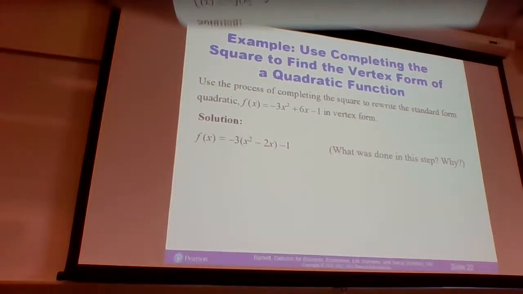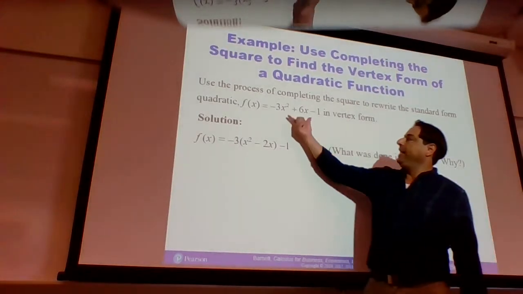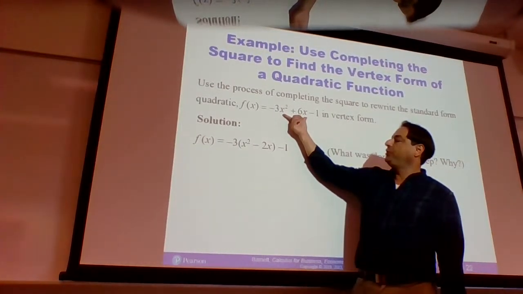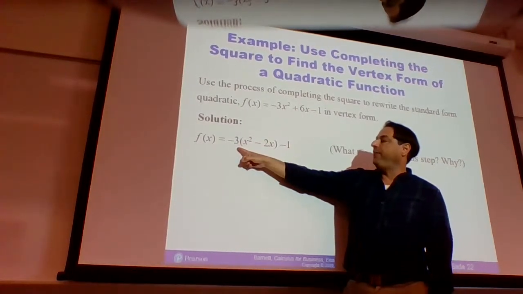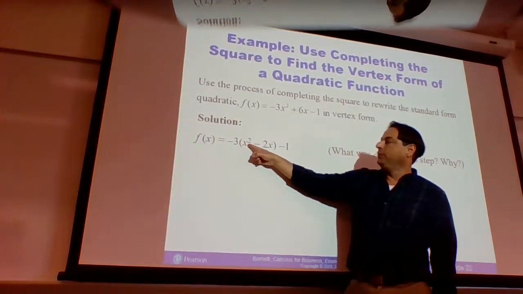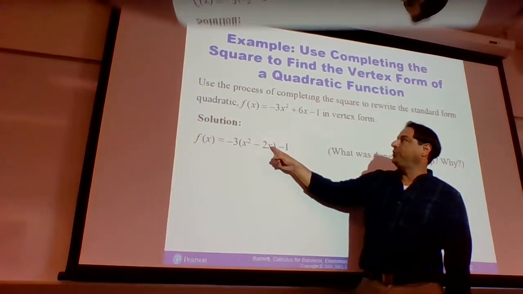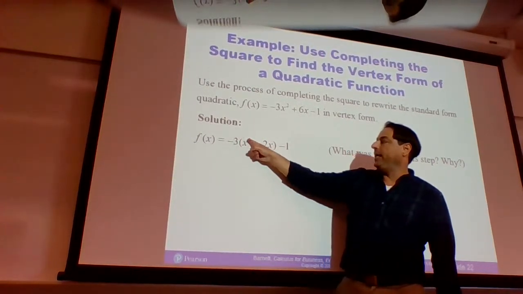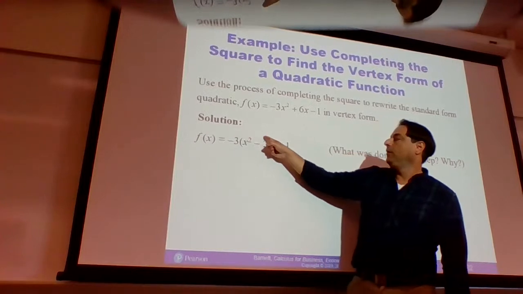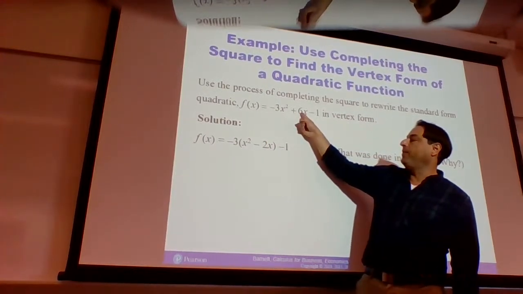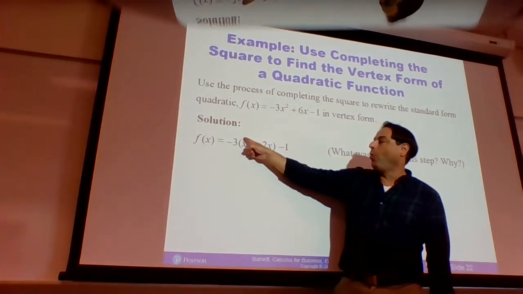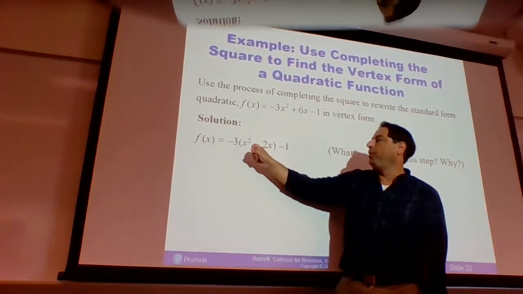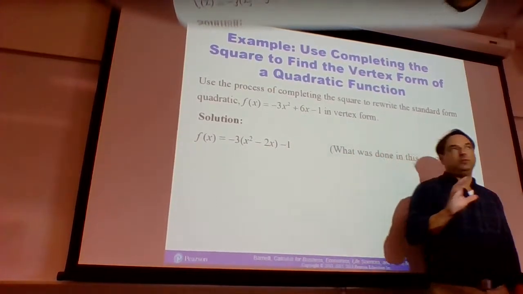So first of all, we have to get that 3 out. To get that 3 out, notice in the first two, I can factor out a negative 3. I factor out a negative 3, so I have x squared minus 2x. If I bring it back, negative 3x squared plus 6x, that's where it comes from. But in order to get vertex form, the x squared has to be 1. A has to be 1, so we pull it out, and then we leave the minus 1 alone.